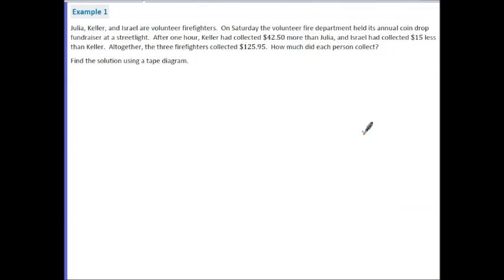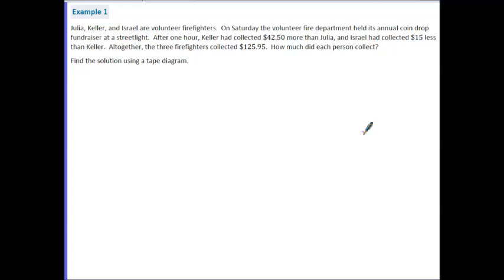So let's start with a word problem. Julia, Keller, and Israel are volunteer firefighters. On Saturday, the volunteer fire department held its annual coin drop fundraiser at a streetlight. After 1 hour, Keller had collected $42.50 more than Julia, and Israel had collected $15 less than Keller. Altogether, the three firefighters collected $125.95. How much did each person collect? The first thing they'd like us to do is to find the solution using a tape diagram.